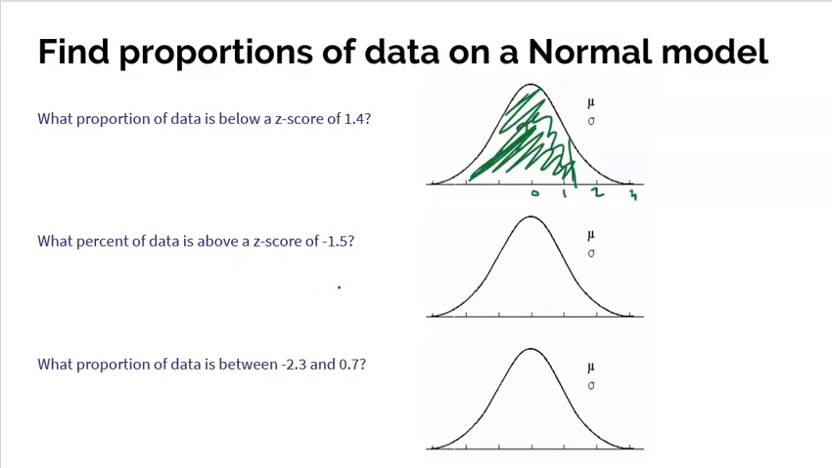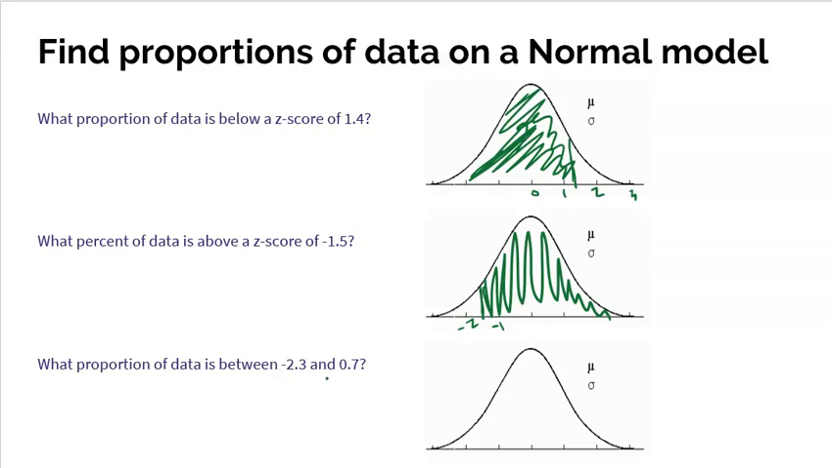Another question is, what percent of data would be above a z-score of negative 1.5? So negative 1.5 would be somewhere right around here, directly between negative 1 and negative 2. And this time I want to know the proportion of data that is above that. Again, that's going to be a pretty big chunk there, right?